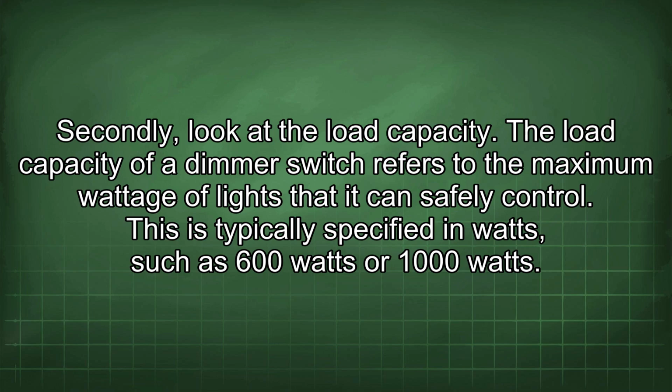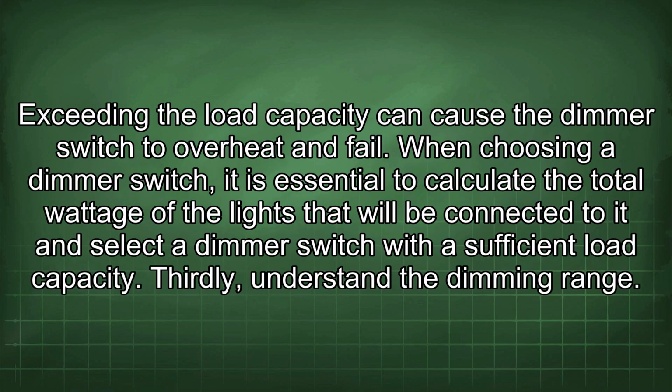Secondly, look at the load capacity. The load capacity of a dimmer switch refers to the maximum wattage of lights that it can safely control. This is typically specified in watts, such as 600 watts or 1000 watts. Exceeding the load capacity can cause the dimmer switch to overheat and fail. When choosing a dimmer switch, it is essential to calculate the total wattage of the lights that will be connected to it and select a dimmer switch with a sufficient load capacity.